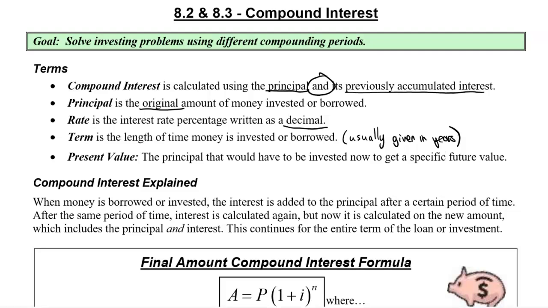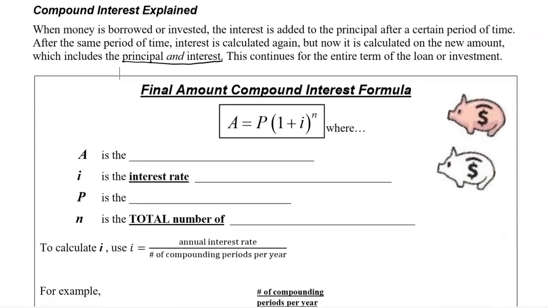So compound interest explained. When money is borrowed or invested, the interest is added to the principal after a certain period of time. After the same period of time, interest is calculated again, but now it's calculated on the new amount, which includes the principal and the interest. This continues for the entire term of the loan or investment.